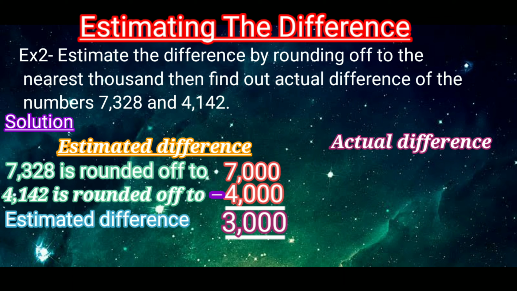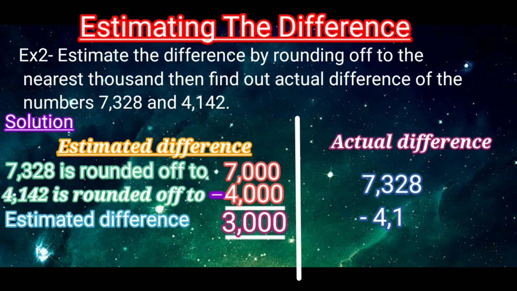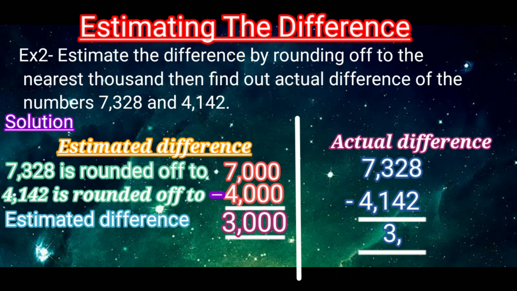Now, let us find the actual difference. So, 7328 minus 4142 is equal to 3186. Now, you all try other examples of your own.